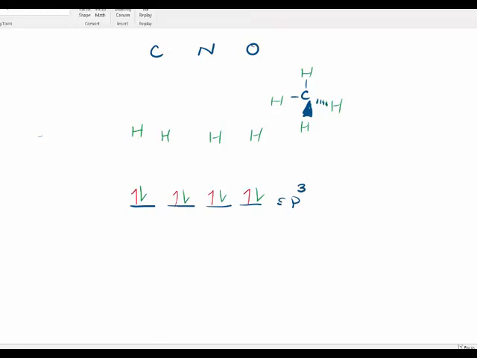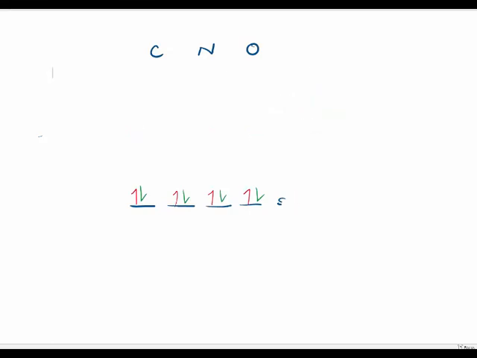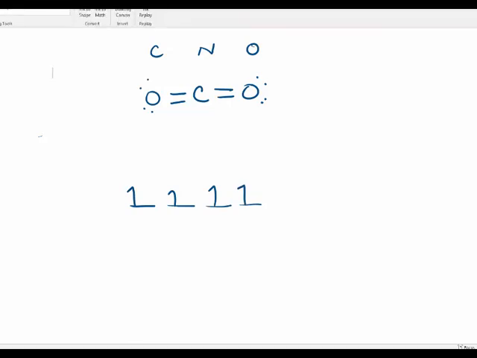Now, if carbon is going to make a double bond, what should we draw? Maybe carbon dioxide. So this is carbon dioxide, and again, I'm going to be looking at carbon. Carbon comes in with its 4 valence electrons, but this time we have 2 pi bonds. These pi bonds are shown with the overlap of p orbitals.